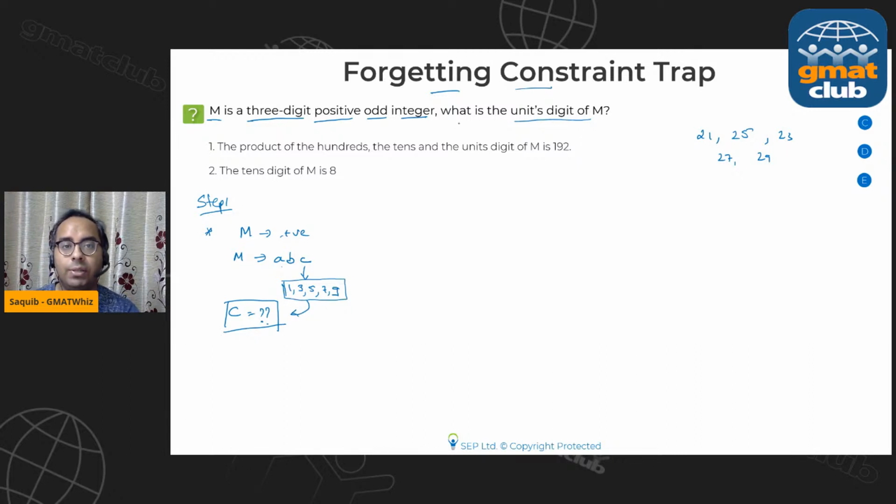Now, whenever you get a "what is the value" kind of question, you're always looking for a unique answer. So if you're not aware of this, please keep in mind that you're looking for a single answer, okay?